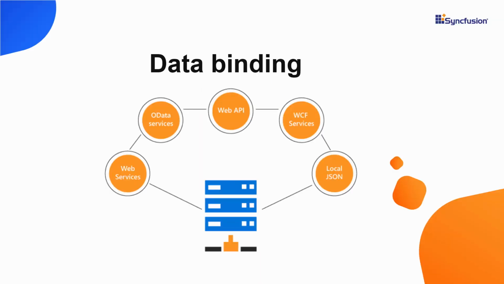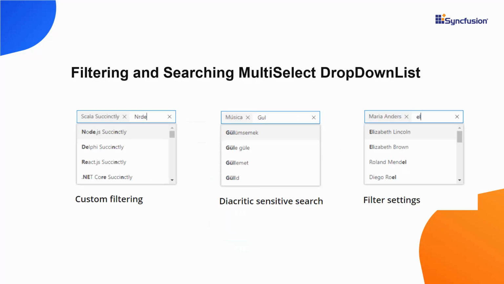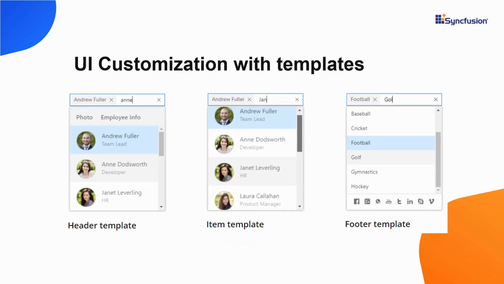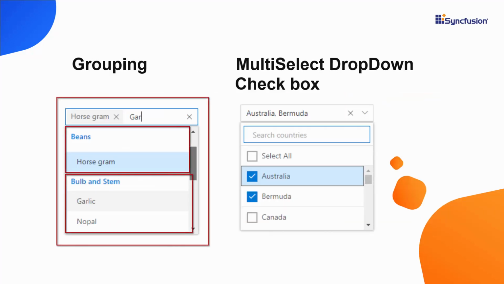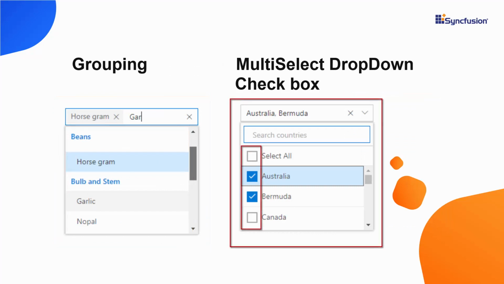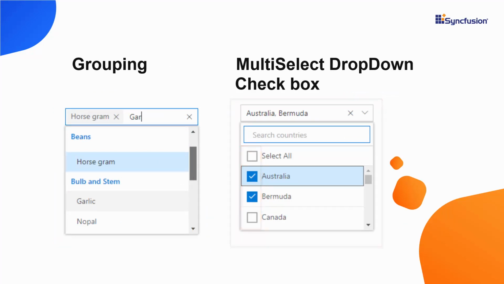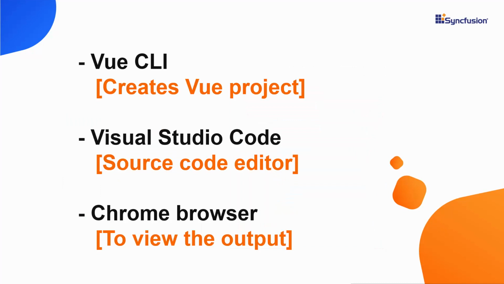It can also bind hierarchical data, do filtering, UI customization with templates, grouping, as well as enable checkboxes for the multi-select drop-down list. Now, in this video, I will show you the steps to create a Vue project using the Vue CLI tool and will edit my code using Visual Studio Code, and finally, I can view the output result on any of the supported browsers.